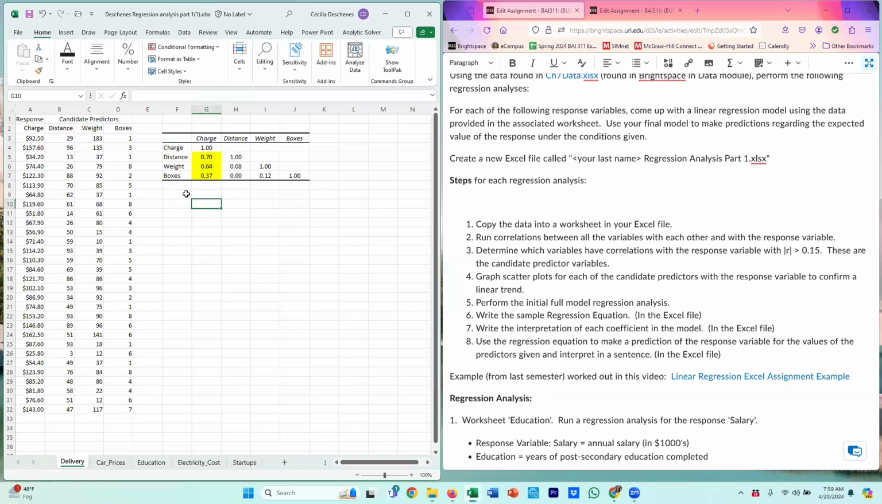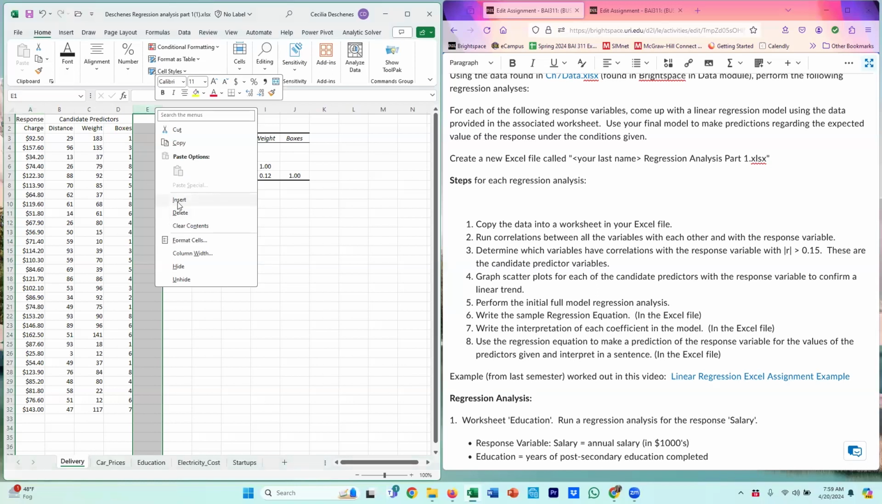But I can't trust those numbers. I have to confirm them with some sort of scatter plot, and just make sure that what I'm seeing does look like it's going along a trend line. To do that, I always like to put the response on the y-axis. So let me just add a column here.